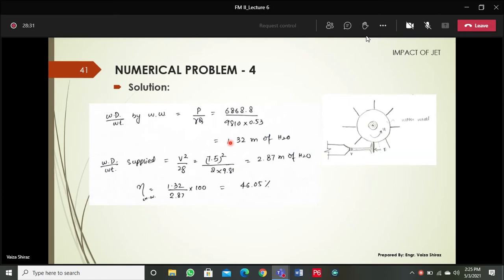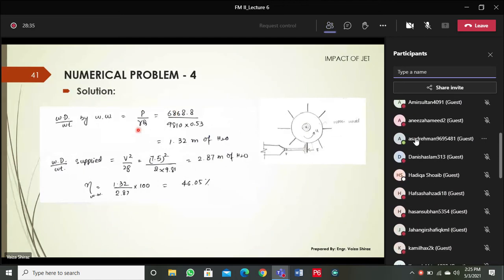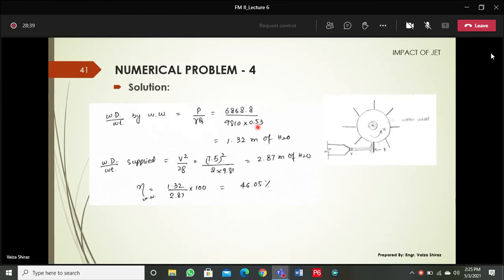ठीक है? So power is 6868, as you have computed. Gamma is the specific weight of water. So use the standard value, that is 9810, and the discharge is 0.53. The answer is 1.32. Now please see the units. This is the work done per weight. It is the output power in terms of the head. So the units are meters of water. ठीक है, ये head की units हैं.